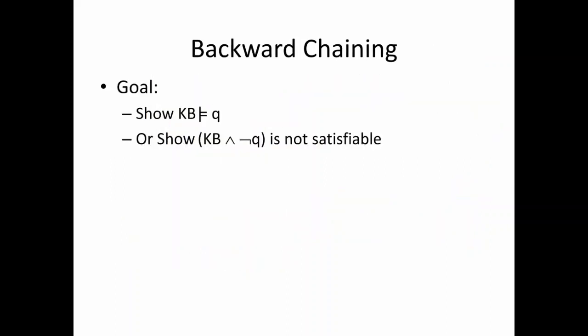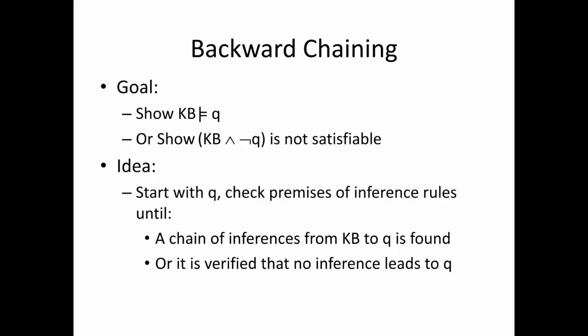For backward chaining, we still have the same goal. We're still trying to show that the knowledge base entails Q. And the way it works is we start with Q, the thing we're trying to show. And then we check the premises of the inferences until we find the chain of reasoning from the knowledge base to Q, or that no inference leads to Q. So again, in the first case, we'll have shown that the knowledge base entails Q. In the second case, that's not the case.